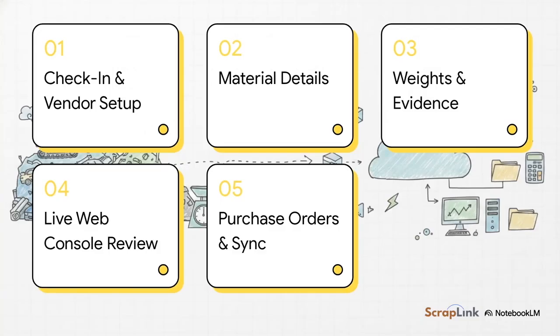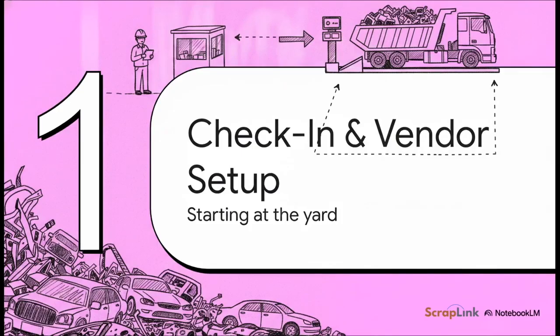Here is our roadmap for the explainer today. We'll be tracking the real-world journey of a specific transaction, Docket PA 2026-0715. We'll quickly cover check-in and vendor setup, material selection and details, weights, evidence, and checkout, the live web console review, and finally, purchase orders in sync. All right, let's jump right into Section 1, Check-in and Vendor Setup.